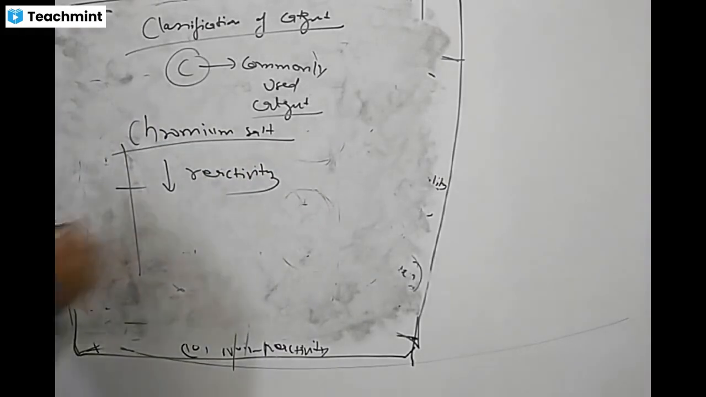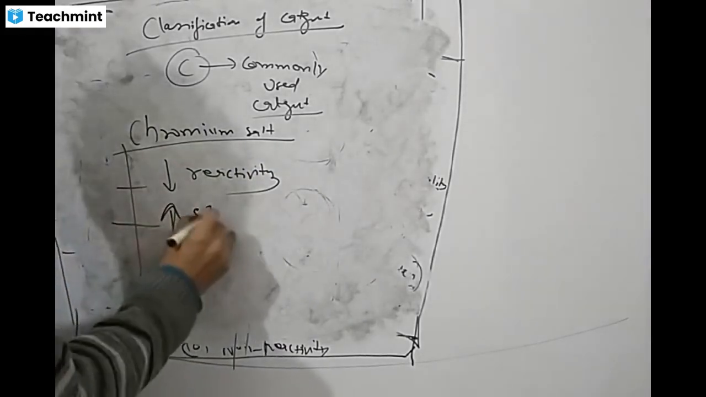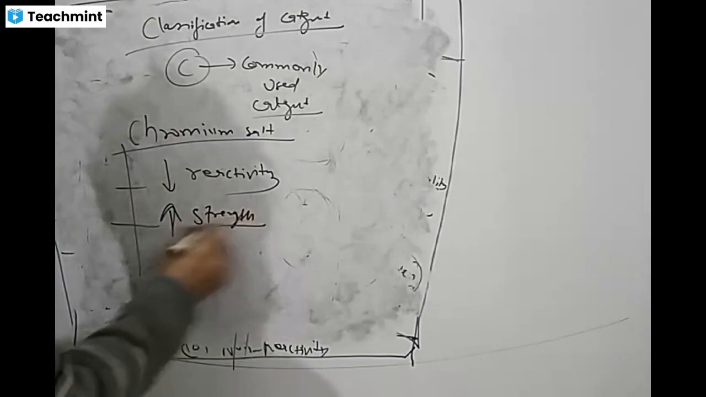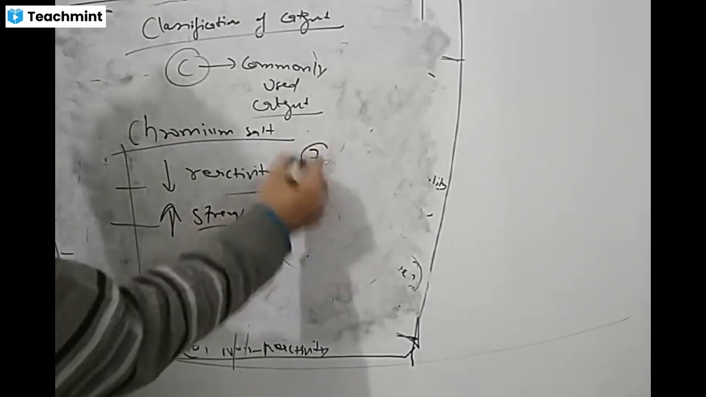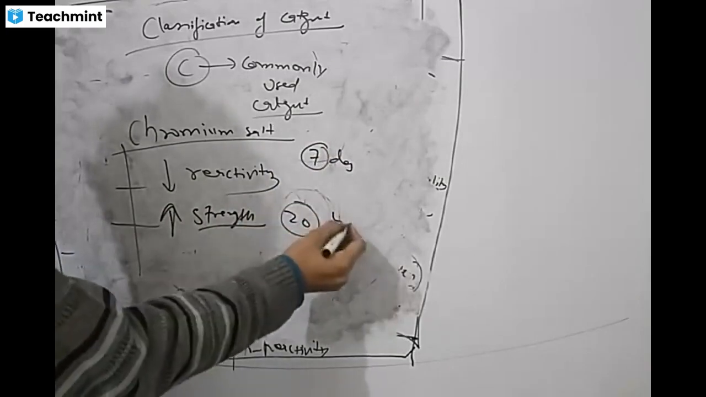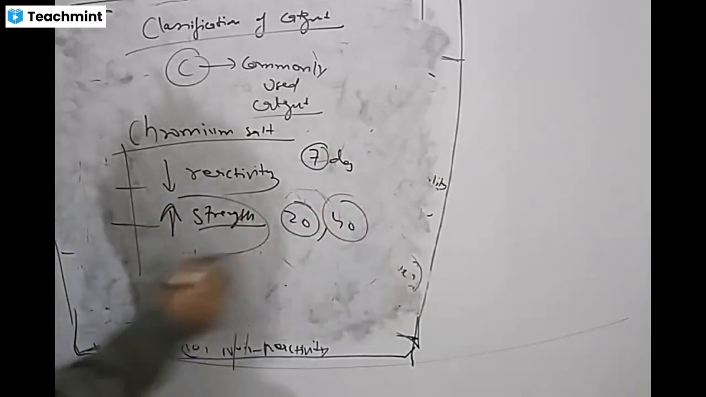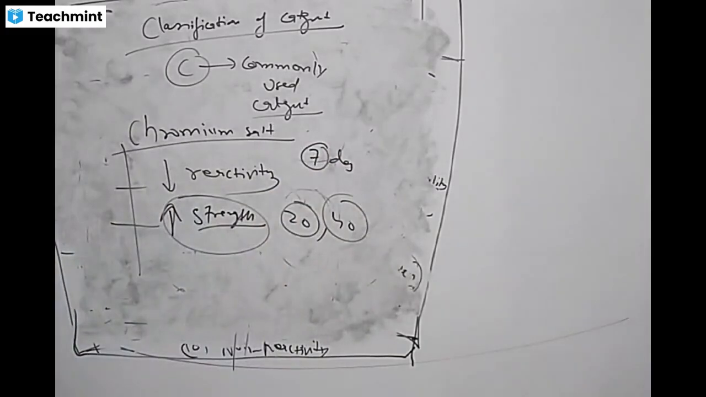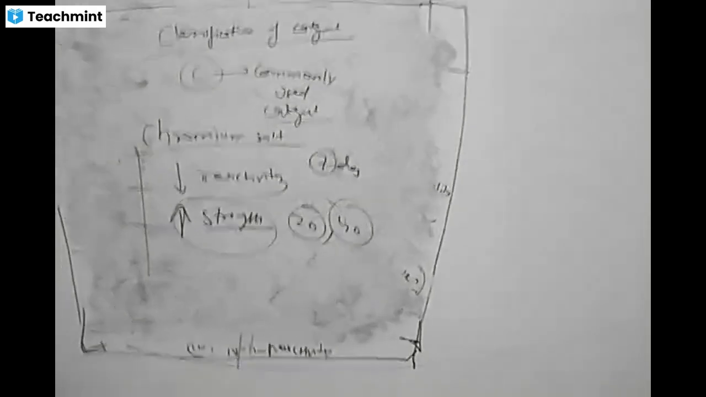Second is it increases the strength. Plain catgut may dissolve within 7 days, but the others within 20 days, maybe 40 days. So it may increase the strength. So it may reduce the tissue reactivity, and it may increase the strength. Meaning it decreases the absorption rate, so it will remain in tissues for more time.